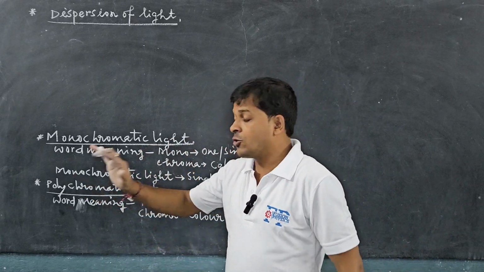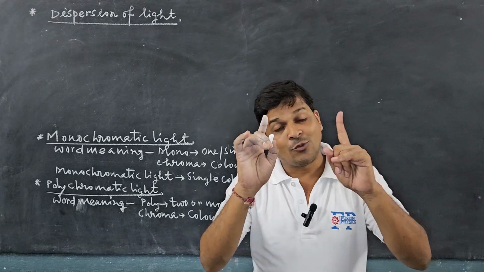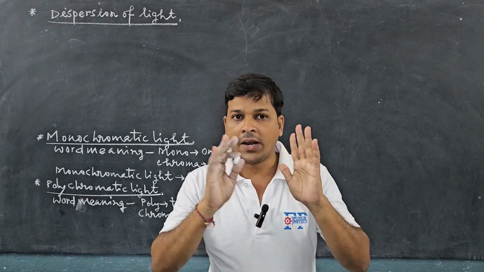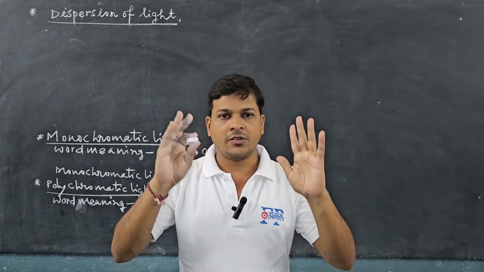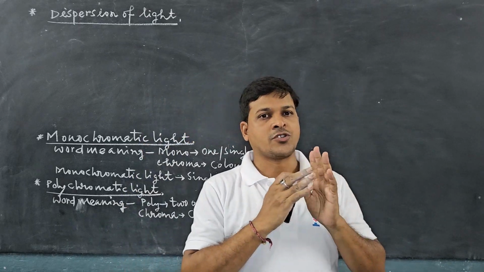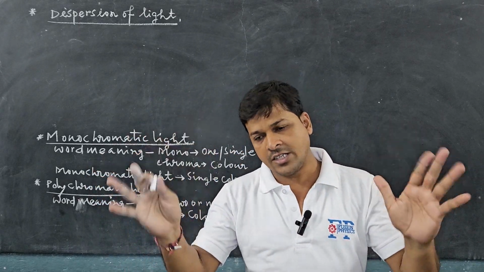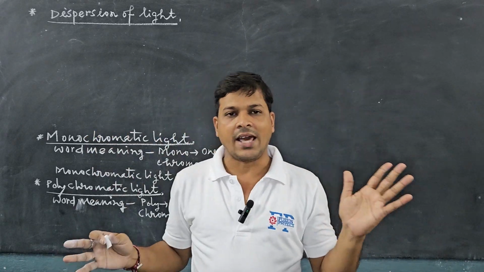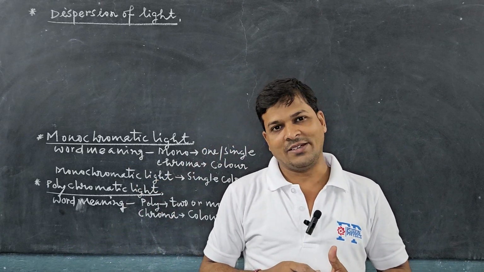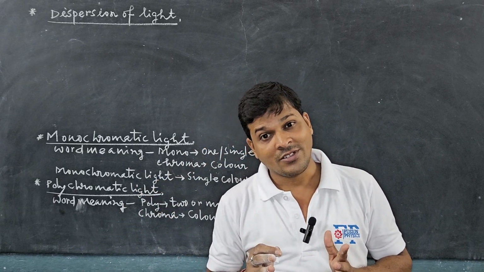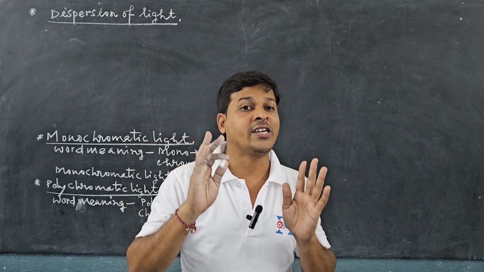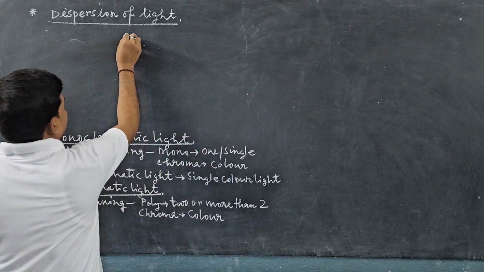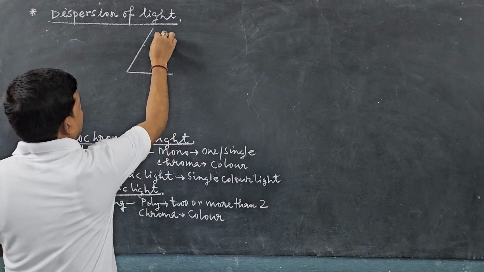So what happens when polychromatic light passes through a particular medium? Because different colors of light have different wavelengths, the speed or velocity of the light through a particular medium is different. As the velocity is different, the bending of the light must be different through a particular medium, because light follows the least path property or the least time property. Here we consider the particular medium to be a prism.